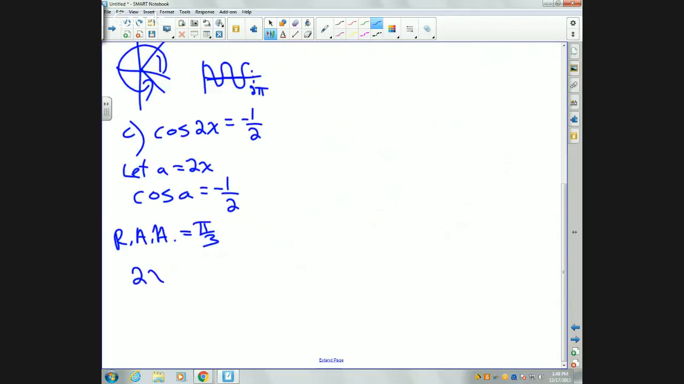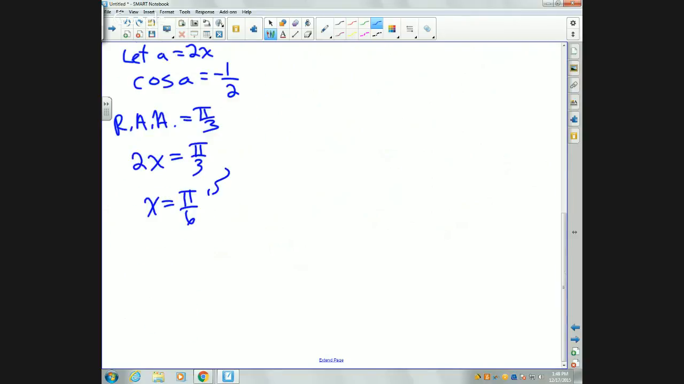But don't forget we did this. We said that 2x is equal to A, so I'm just going backwards and doing that substitution. Solve this, and we get that x is equal to pi over 6. Now remember, this is just the related acute angle, right? So this would be the related acute angle if we were solving the equation cos A equals negative 1/2. We're actually solving the cos of 2x. So now the related acute angle actually has to be half of that value, which is pi over 6.